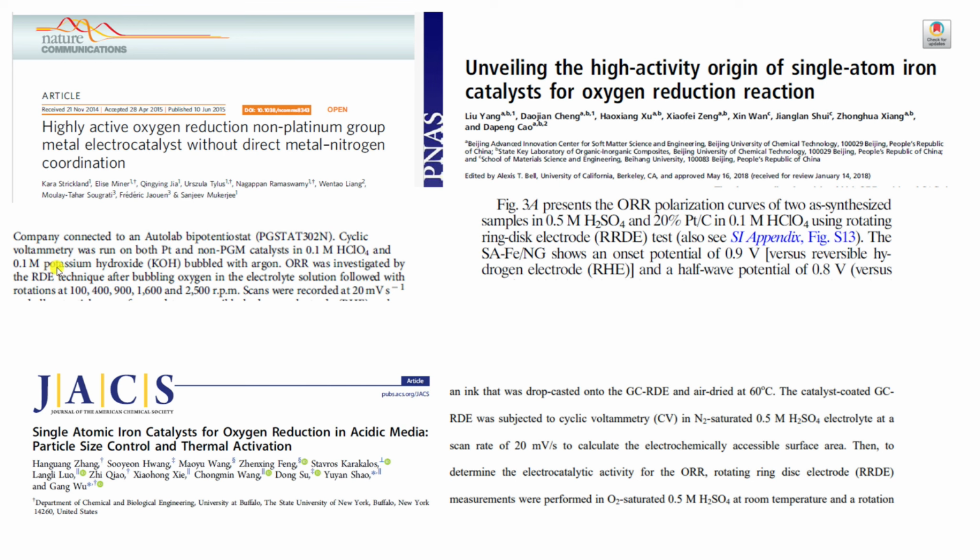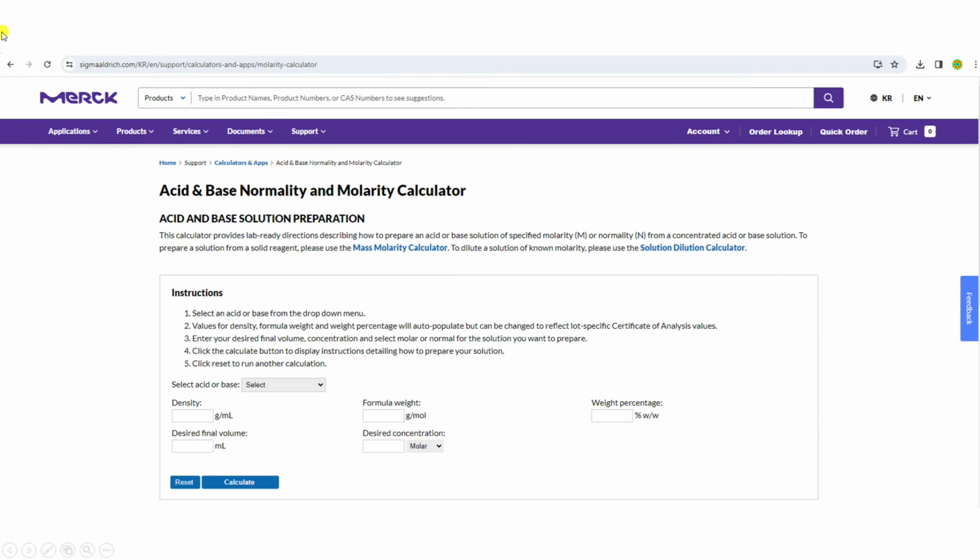If you want to do this kind of electrochemical application, you have to prepare your perchloric acid solution, or sulfuric acid, or any other acid or base solution. So I will show you the simplest way to make this kind of solution using the Merck Calculator. This is the home page of the Merck Calculator. I will show you how to calculate molarity using this Merck Calculator.